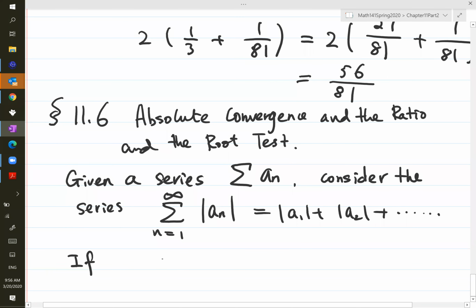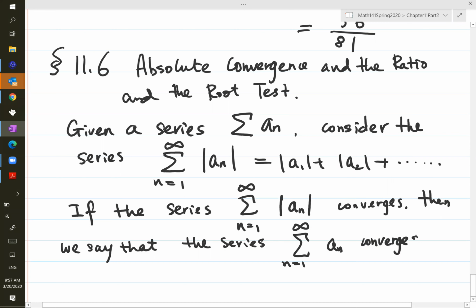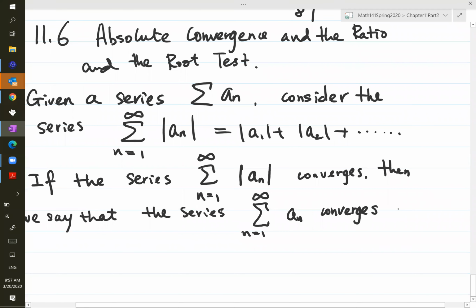Now the definition. If the series of absolute values converges, then we say that the series a_n, from 1 to infinity, converges absolutely. Converges absolutely. Okay, example.